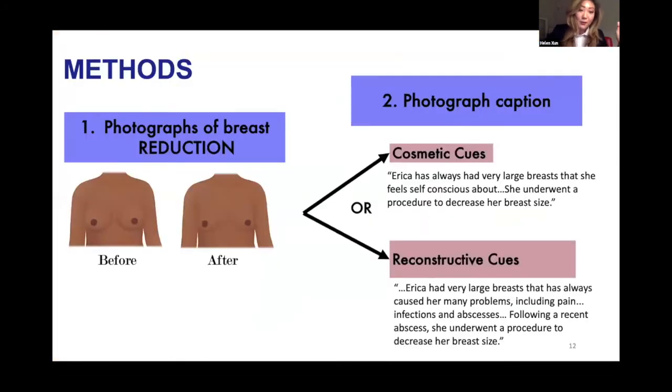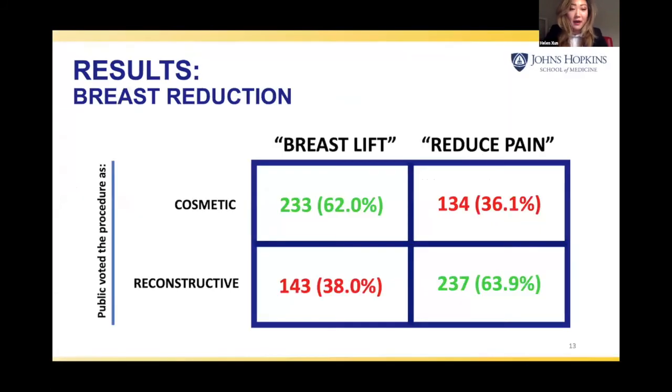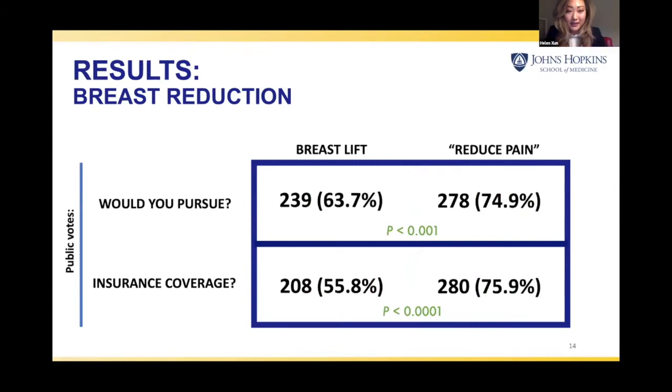So conversely, we also looked at breast reduction for either solely cosmetic reasons for a lift or reconstructively cued to reduce symptoms of macromastia, such as to reduce back pain. Approximately 2/3 of the public categorized the breast lift as cosmetic and pain reduction cued case as reconstructive. What's interesting, though, is that the majority of respondents supported the breast reduction in both cases.